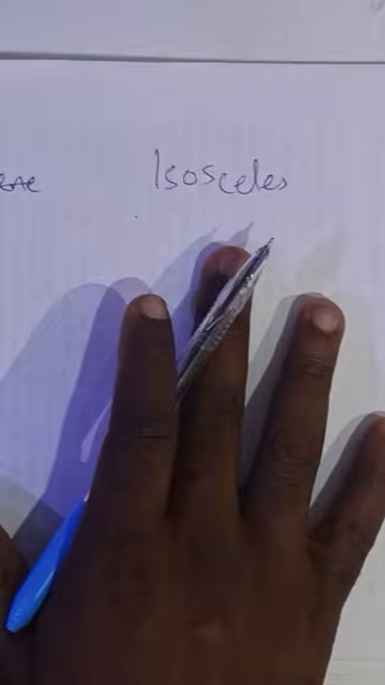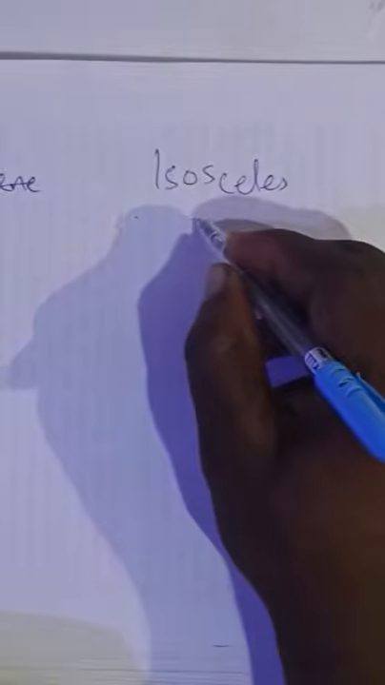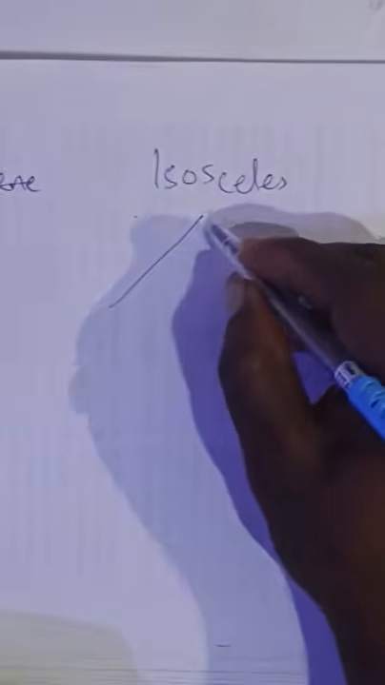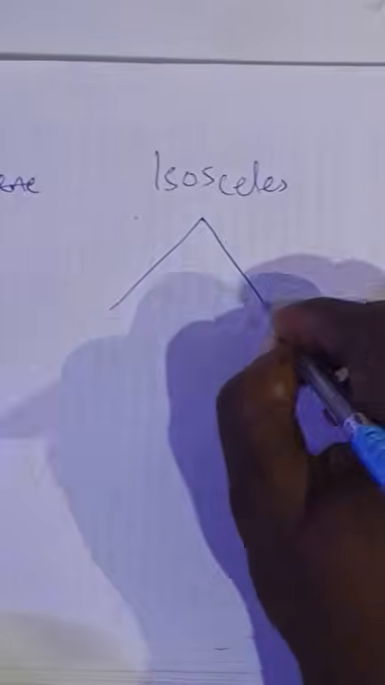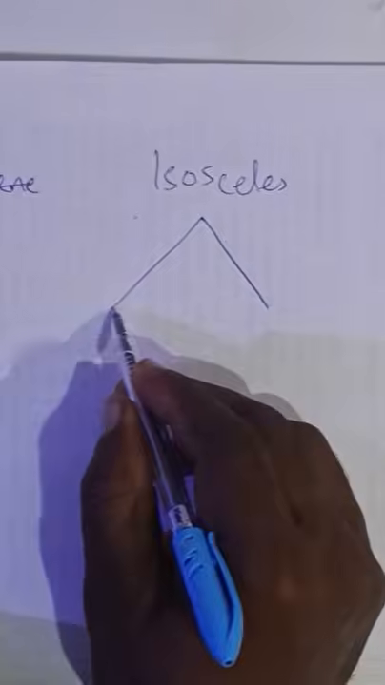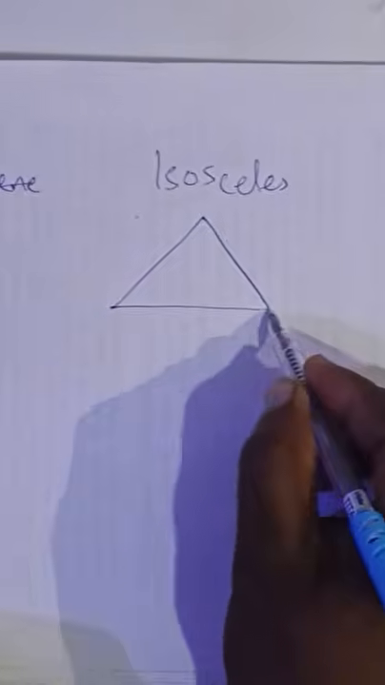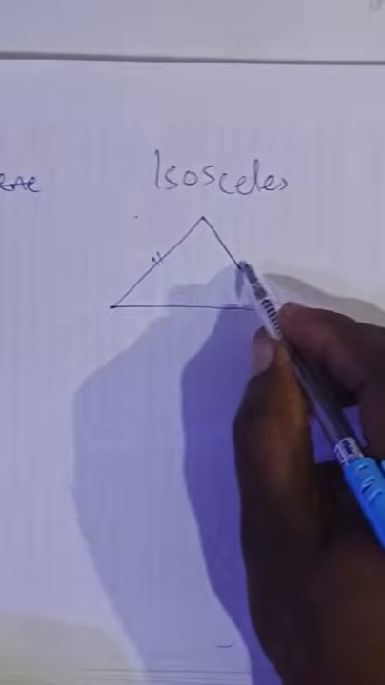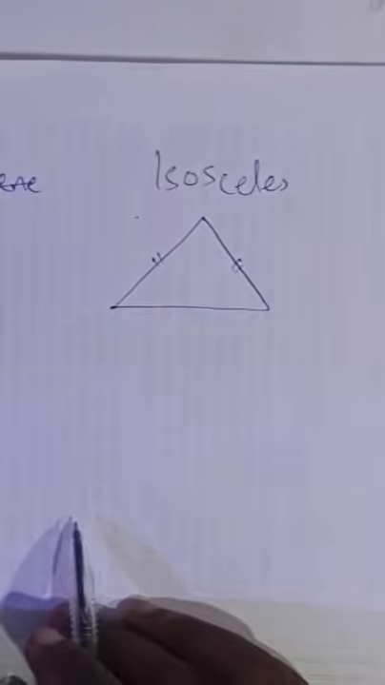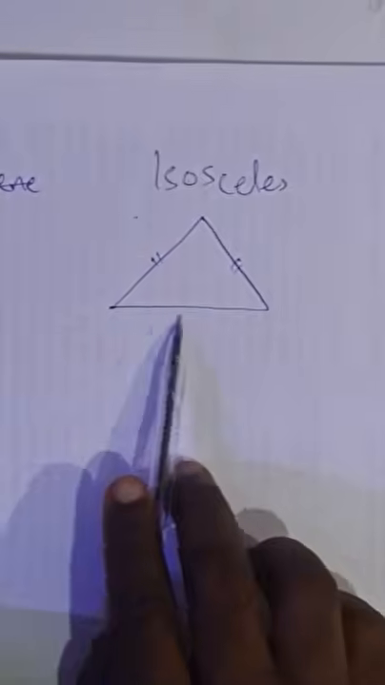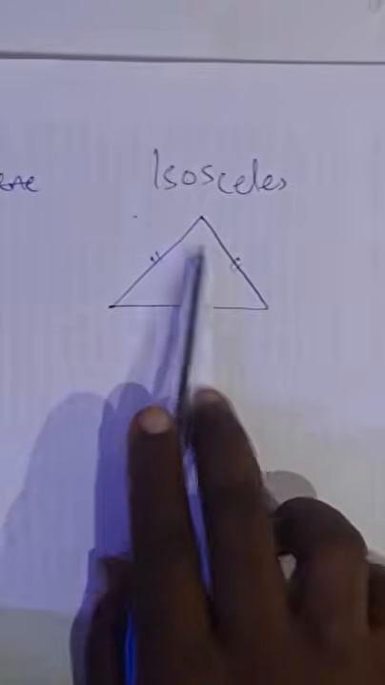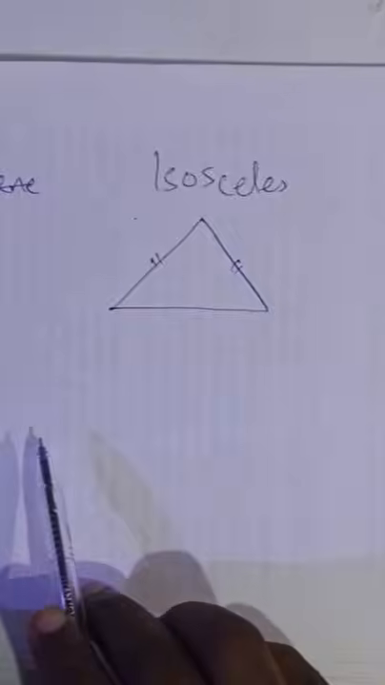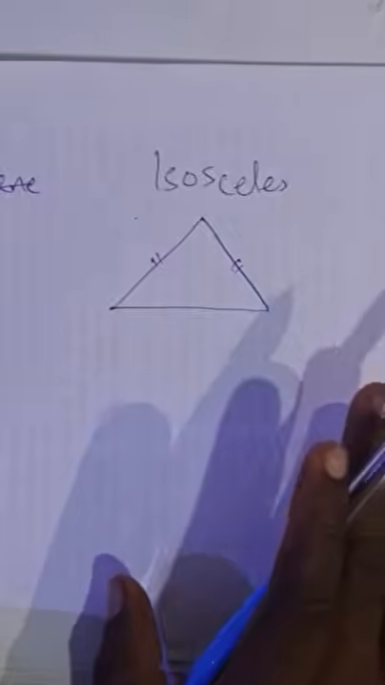Now, what makes an isosceles triangle? An isosceles triangle is one that has two lines that are equal in length and the other one that is different. So these two lines are usually equal to each other. But this line here is not the same as the length of these other two lines. Now that's the first property of an isosceles triangle.